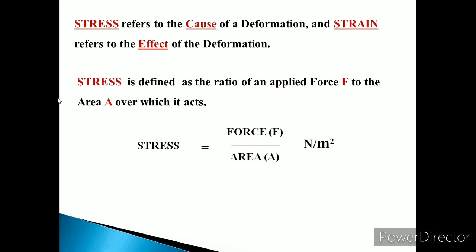Stress is defined as the ratio of an applied force F to the area A over which it acts. That means stress is defined as the ratio of applied force to area. Therefore, stress is equal to force by area, notated as F by A. The force is the applied force. It may be a compressive force or an elongation force. That is notated as F, and the area over which the force acts is A. Therefore, stress is equal to force by area. The unit of stress is Newton per meter square: Newton for force and meter square for area. This is the simple definition for stress.